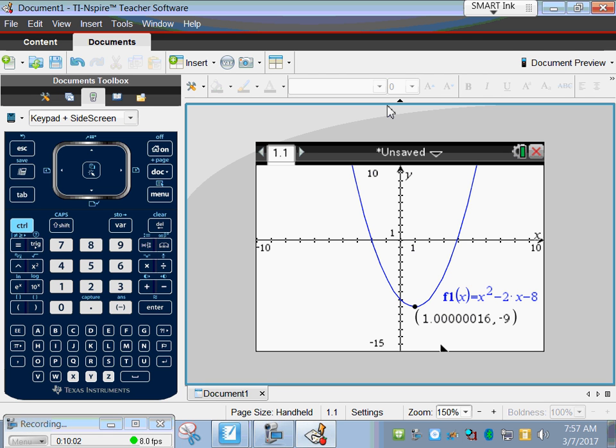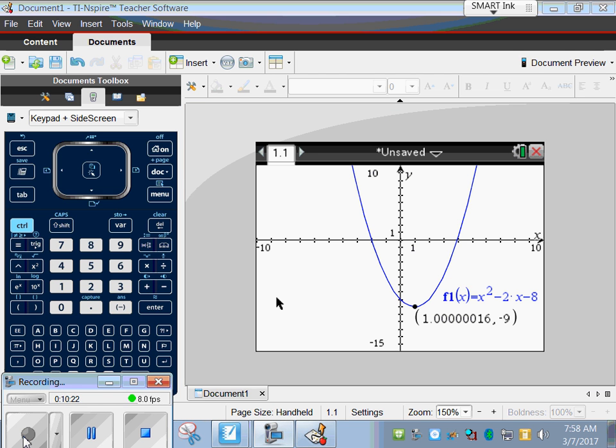Anybody found the min? Anybody not find the min? Did you guys get it with these calculators? And then you got to go all the way right. Yeah, keep going further right. Now press enter. Now press enter again. Press enter again. Oh, no, it doesn't like that. Do it again.